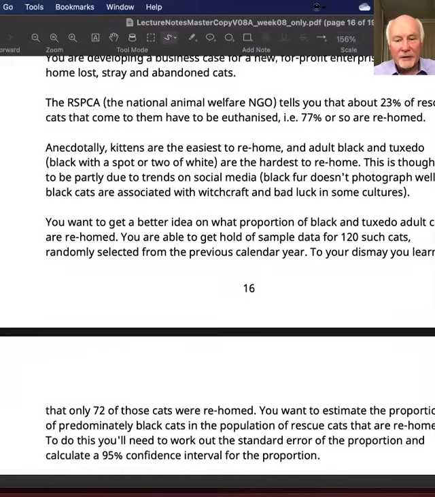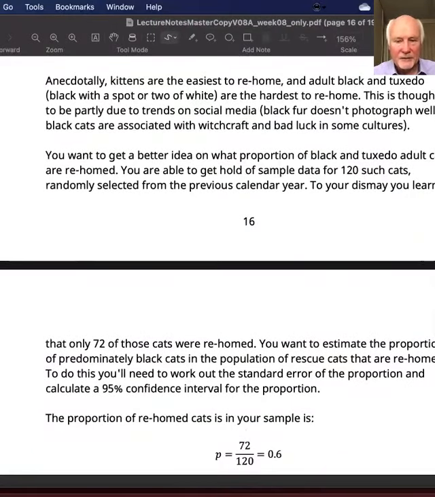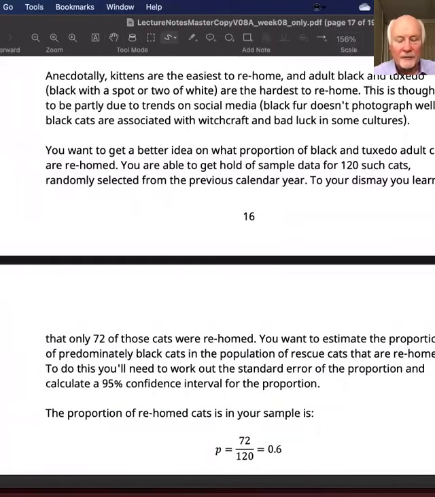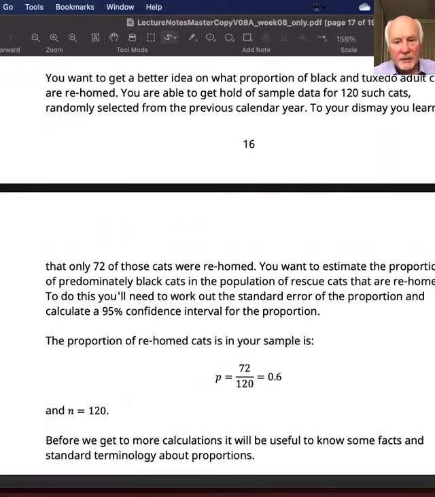So you want to get a better idea of what proportion of these predominantly black cats, we sometimes call them tuxedo cats, the ones with a bit of white on the front of them, what proportion are rehomed. So you're able to get hold of a sample of 120 cats, a random sample from the previous calendar year, and you learn that only 72 of those 120 were rehomed. So you've got a sample, and you want to estimate the proportion of these type of cats among the whole population from which the sample was drawn, of rescue cats that are rehomed.